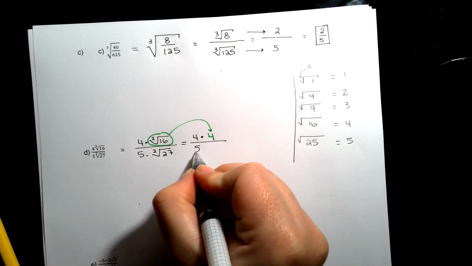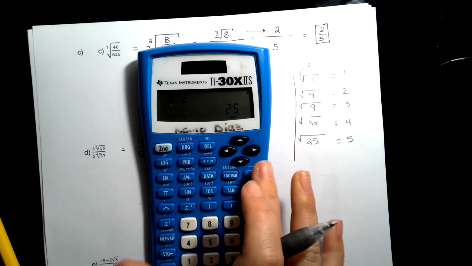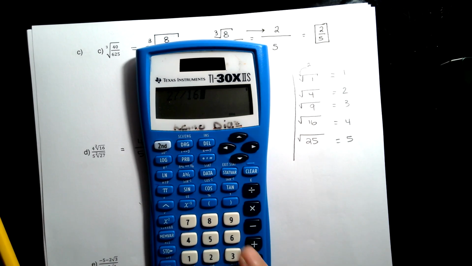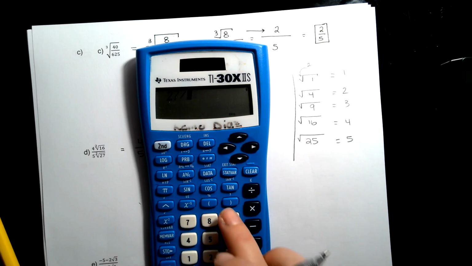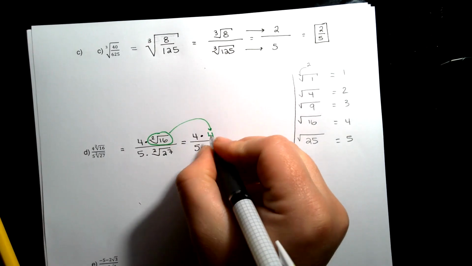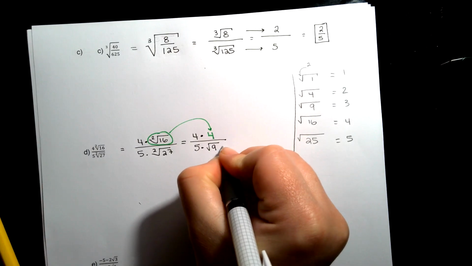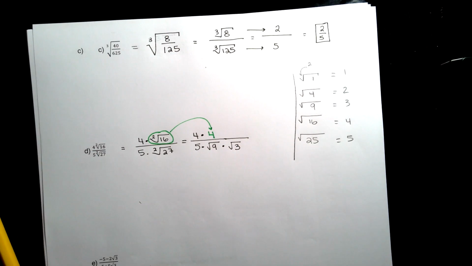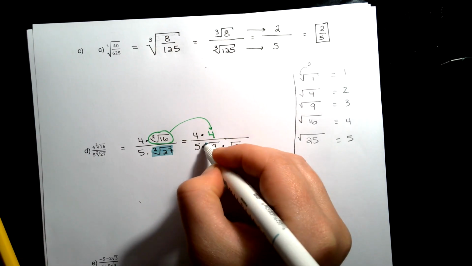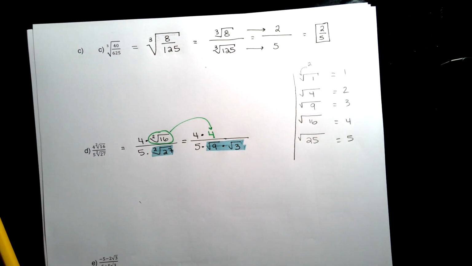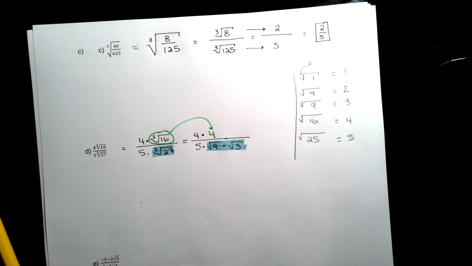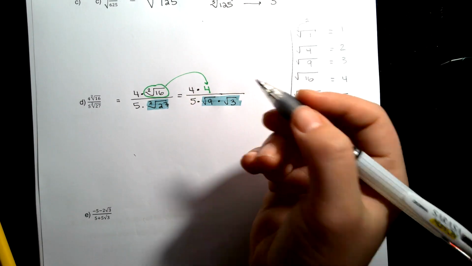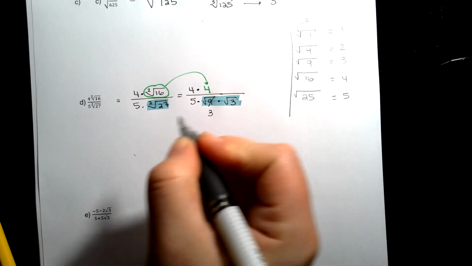For the denominator, we do need to do 27. Closest one is 25. That does not work. 16 does not work. 9 does work, so we can separate this 27 as the square root of 9 times the square root of 3. And again, our task, what the instructions were, simplify. So anything like the square root of 9, square root of 16, we can simplify that. Let's go ahead and write this out again.